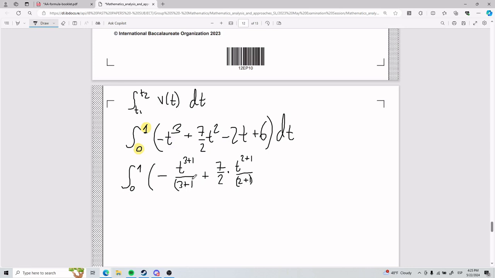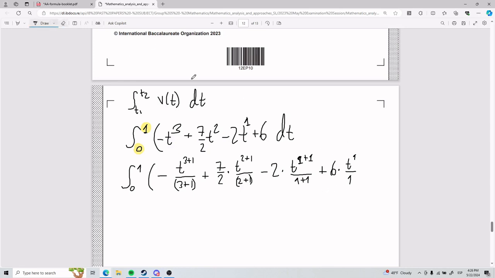Let me put this in parentheses because some of these fractions will end up interacting with each other, okay? For the next term, we end up with minus 2 times t to the power of 1 plus 1, because technically there is a 1 right here that's hidden. So t to the power of 1 plus 1 divided by 1 plus 1. And this last term, this 6, ends up being plus 6 times t to the power of 1 divided by 1. And this last one's a little bit weird, so let me explain.